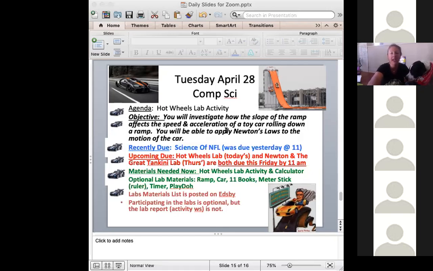Okay, so anyway, in this lab activity today, our Hot Wheels lab activity, you're going to investigate how the slope of a ramp affects the speed and acceleration of a toy car rolling down the ramp. And you are going to be able to apply Newton's laws to the car. So that is what we are doing today. That is the purpose of our lab.